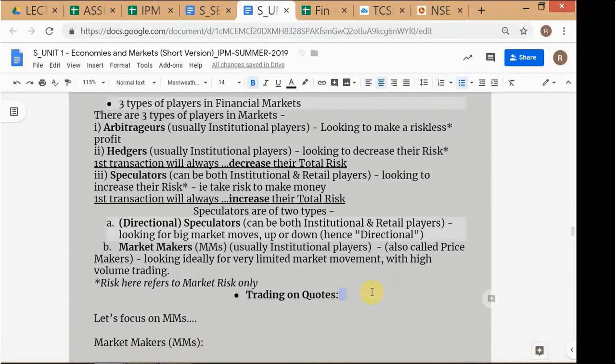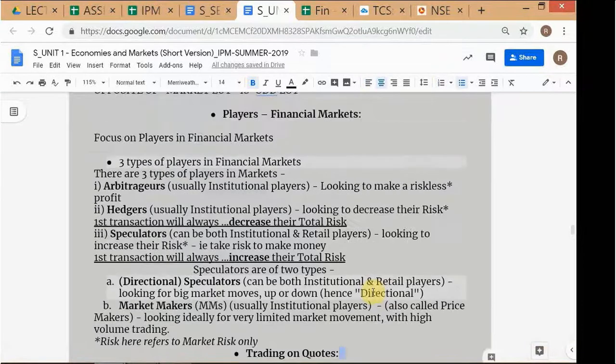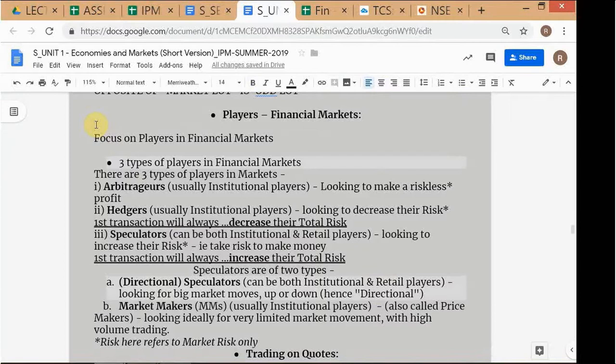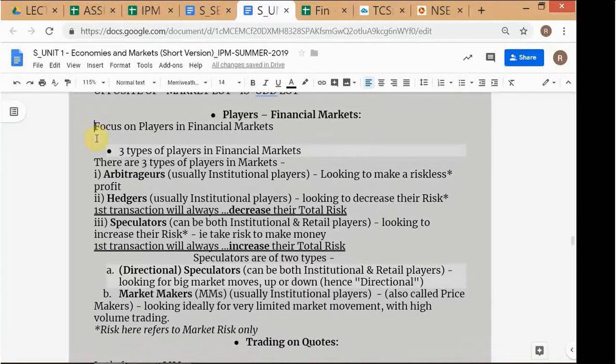Okay, we are out of time. All right, so this is your material on the three types of players. The next topic we have moved on to is essentially this: three types of players in financial markets. Arbitragers, hedgers, and speculators. Further, we are dividing speculators into two types: directional speculators and market makers. So you have three high-level categories, and under speculators you have a further sub-classification. Speculators are being divided into market makers and directional speculators. Is this clear?